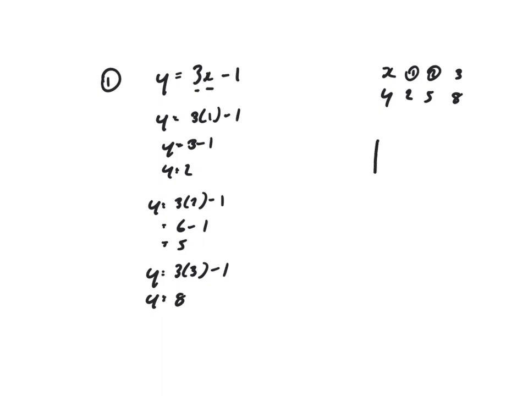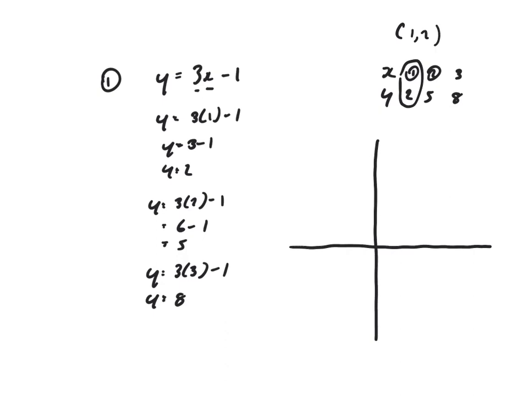Okay, the question then asks me to draw out what that straight line would look like. Okay, so first of all, I've got a point 1, 2. So that's 1 along, 2 up. You'll be given a grid for this. And then we've got a point 2, 5. And finally at a point 3, 8. Okay, and then I just look to draw the straight line through.